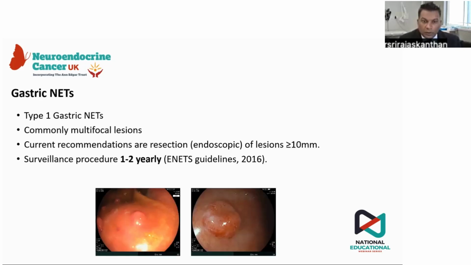One common area where we undertake active surveillance is the gastric neuroendocrine tumours, commonly the type 1 gastric NETs. These are often multifocal lesions, and these are occurring because of the field change effect within the stomach. As a result, there's good guidance that we only need to consider resection or removal endoscopically for lesions over 1 centimetre. So patients with smaller lesions can just be surveyed endoscopically with a 1 to 2 year endoscopy, and that's being recommended by ENETS.